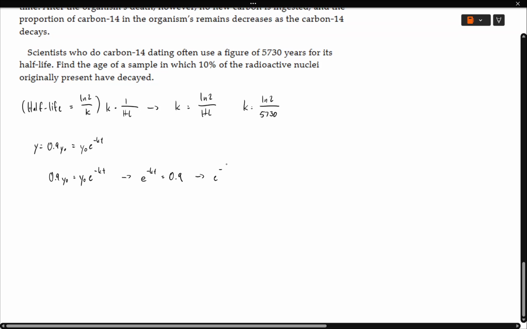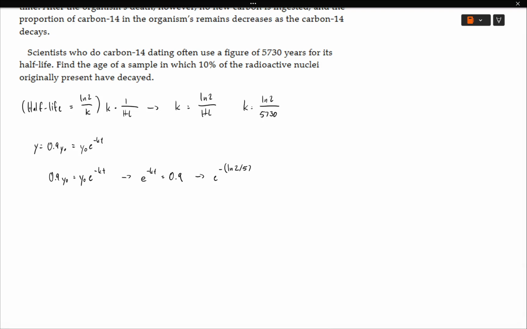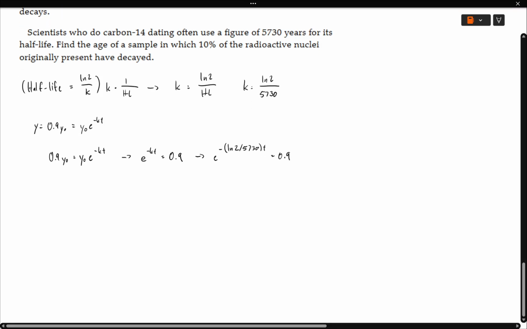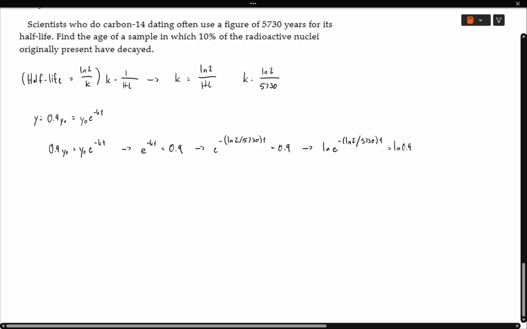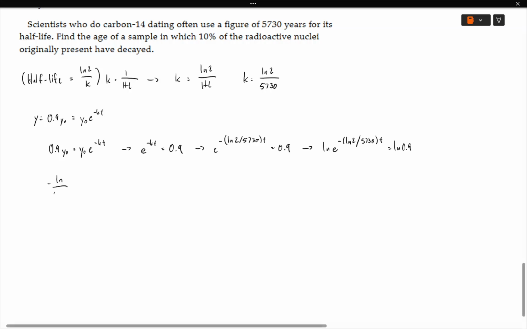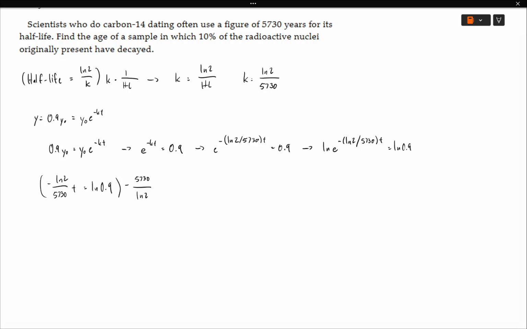We're going to get e to the negative ln 2 over 5730 t equals 0.9, right? We're going to take the natural log of both sides. We're going to get ln e to the negative ln 2 over 5730 t equals ln 0.9. And same thing as before, we're going to end up with negative ln 2 over 5730 t equals ln 0.9. We're going to multiply it by negative 5730 over ln 2. And then we're going to get t equals negative 5730 over ln 2 times ln 0.9, which is about 871.